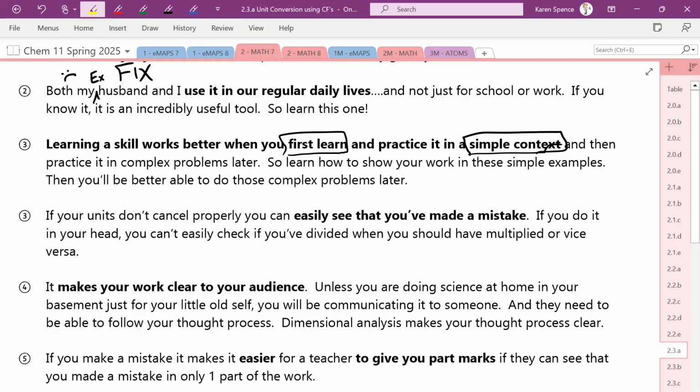The next one, you can easily see if you've made a mistake, because if your units don't cancel out properly, then you're out of luck. Yes? So you can see if you've made a mistake. It makes your work clear to your audience.